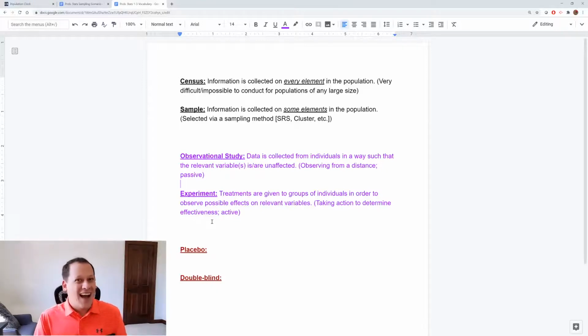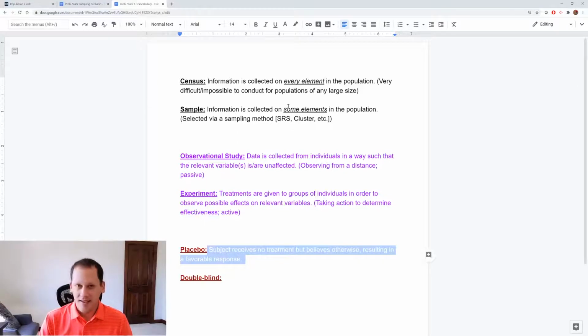Cool. So I mentioned a placebo in the experiment. One group got a placebo, whereas the other group got the experimental drug. So a placebo is something that does nothing, essentially.